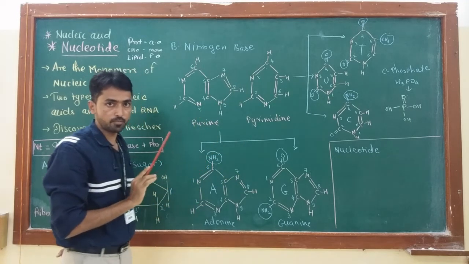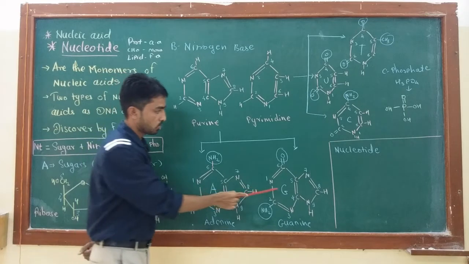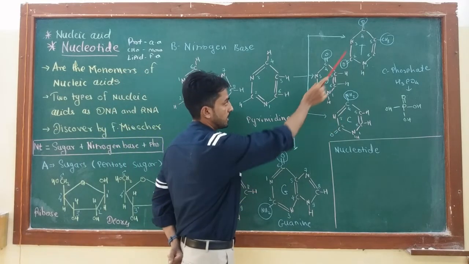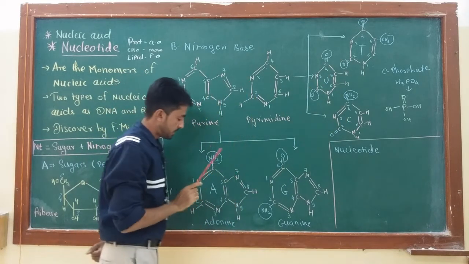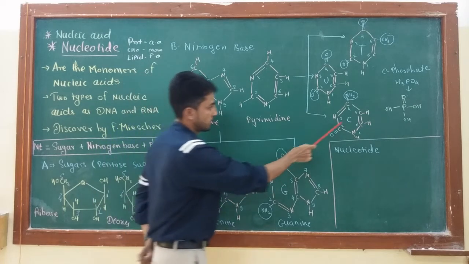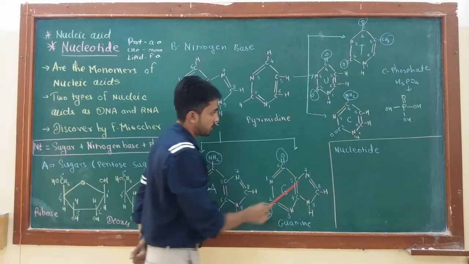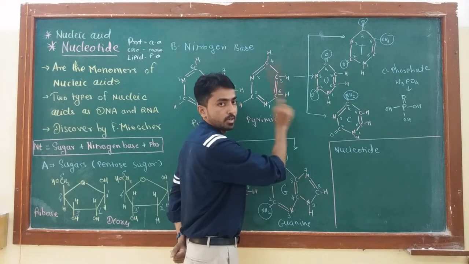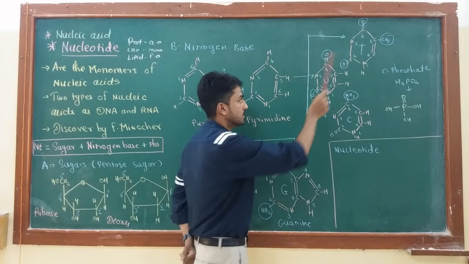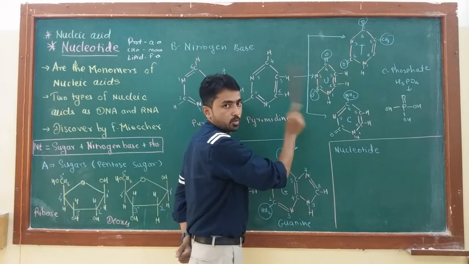There are total 5 different type of nitrogen bases: adenine, guanine, cytosine, uracil and thymine, out of which DNA contain adenine, guanine, cytosine and thymine, while RNA contain adenine, guanine, cytosine and uracil. That means in RNA, thymine is replaced with uracil.